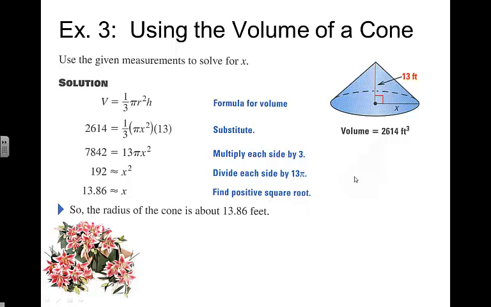Alright? Again, another example problem. If I give you this x, I tell you the volume of the cone, you can still put it in an equation. If you look at what we did under the solution, if I gave you 2,614 as the volume, that would equal 1/3 pi times x, which is r, squared, times 13. Okay, so we multiply by 3 on both sides to get rid of the fraction. So you'd have 7,842 equals 13 pi x squared. I can take 7,842 and divide it by 13 pi, and then I'd get 192 equals x squared. Take the square root of that, you get 13.86 for the radius. Alright?